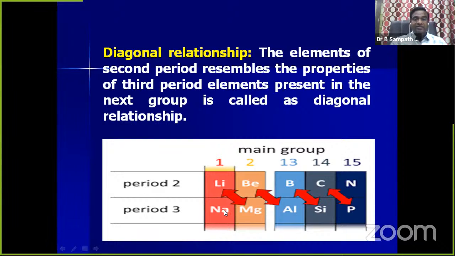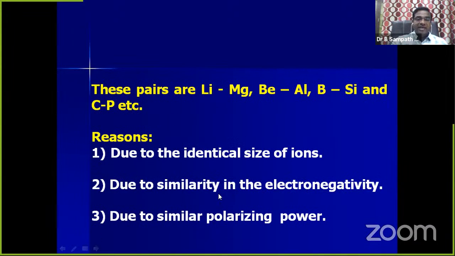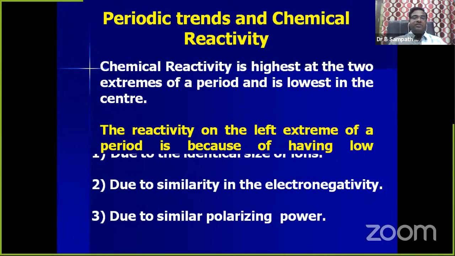But when you go across the period from left to right, the atomic radius decreases. So if you come from lithium to sodium, atomic radius increases, and from sodium to magnesium, again atomic radius decreases. So that's why lithium and magnesium are having almost similar sizes. That's why they are showing the same properties. Also due to similarity in the electronegativity, and due to similar polarizing power. Because of this, they are having the same chemical properties, which we call diagonal relationship.